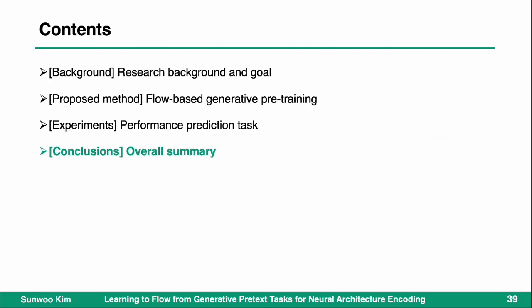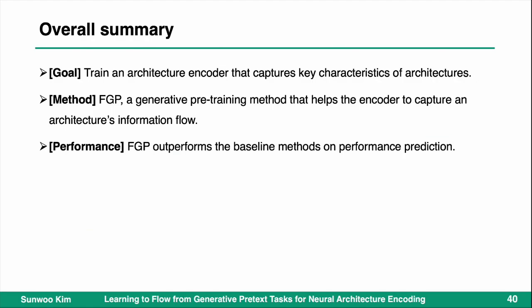Let me wrap up my presentation. We aim to train an architecture encoder that captures key characteristics of architectures. To this end, we propose FGP, a generative pre-training method that helps the encoder to capture an architecture's information flow. We show that FGP outperforms the baseline methods on performance prediction.